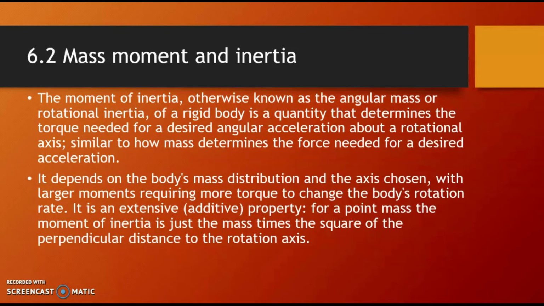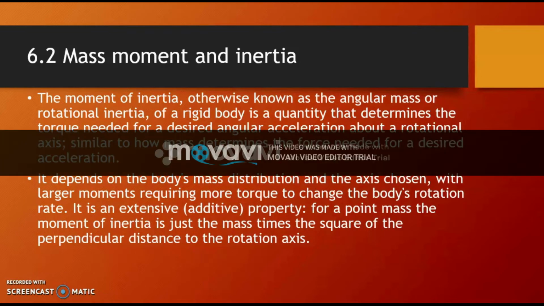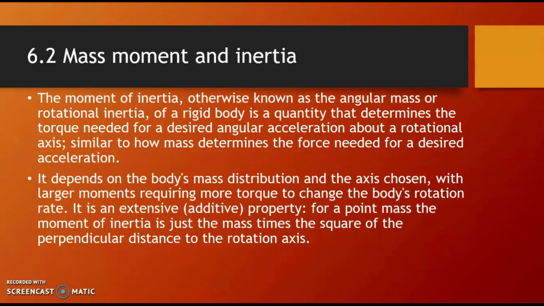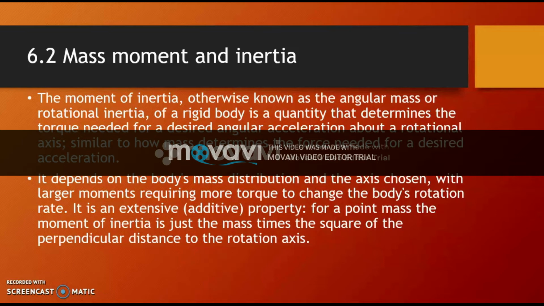The next subtopic is mass, moment, and inertia. The moment of inertia, otherwise known as the angular mass or rotational inertia of a rigid body, is a quantity that determines the torque needed for a desired angular acceleration about the rotational axis. Similar to how mass determines the force needed for a desired acceleration, it depends on the body's mass distribution and the axis chosen. A larger moment requires more torque to change the body's rotation rate.